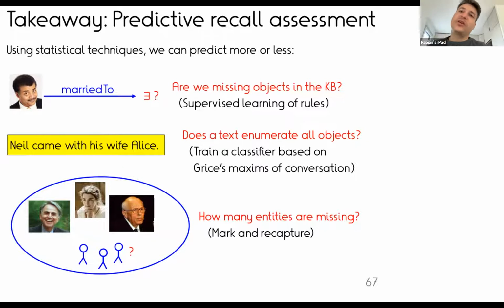And finally, once you've determined whether objects are missing, you can also determine whether entities are missing. And we saw 2 approaches. One is mark and recapture, where we try to estimate how many entities are missing based on whether they reoccur across different samples. And Benford's law can also help us here. Do you have any questions about this part of predictive recall assessment?